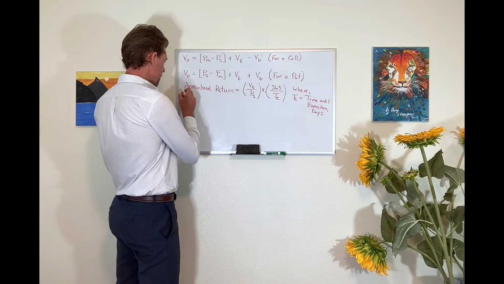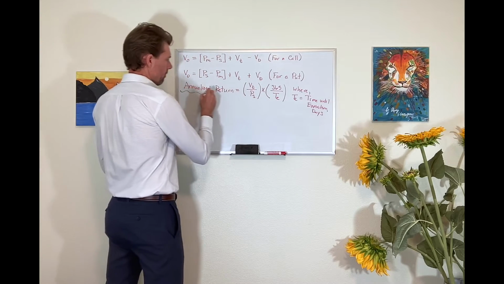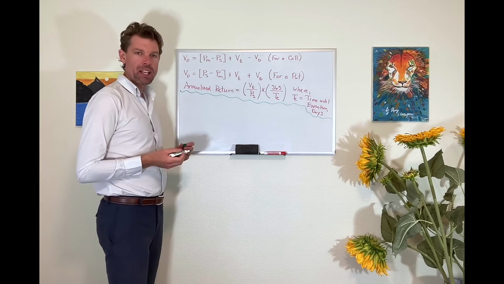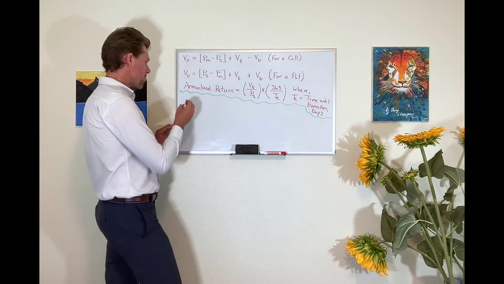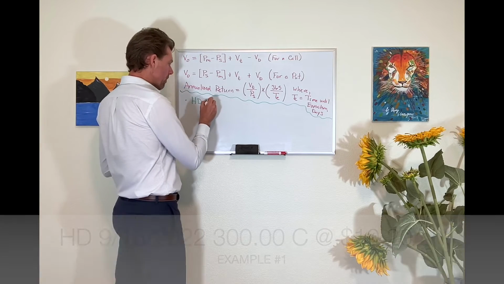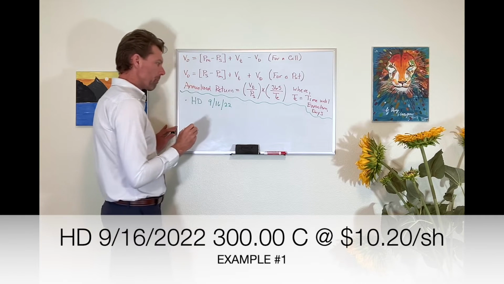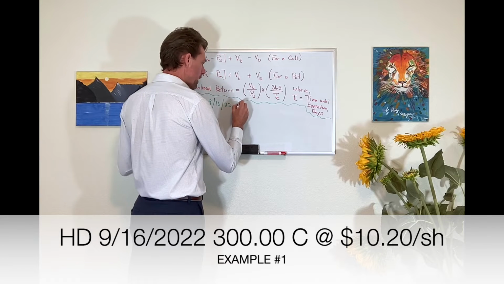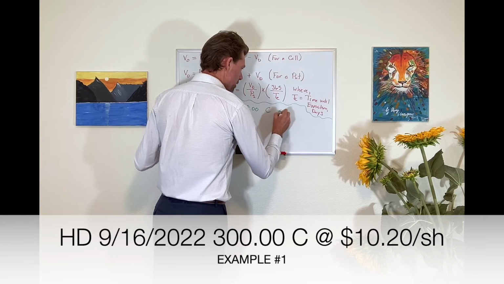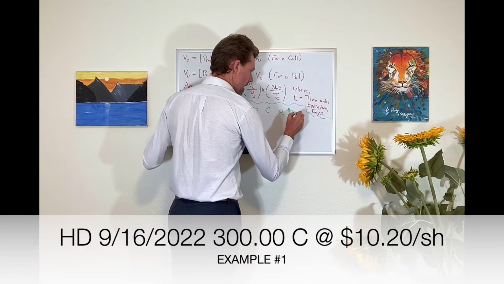I'm going to use a different color at this point. We'll use green. Okay, I randomly selected an option contract. I'm going to use this one. It's on Home Depot. Home Depot expiring September 16, 2022 at a strike price of 300 call, and I took a look today and it's currently trading at $10.20.